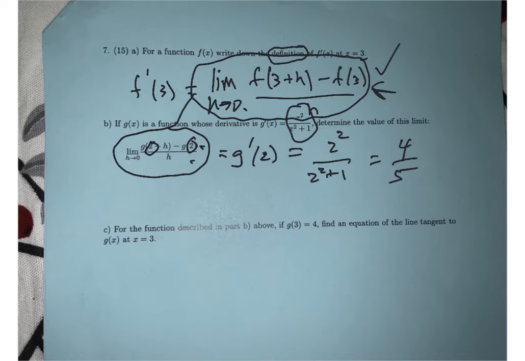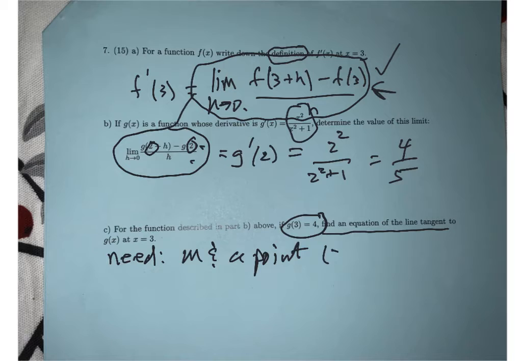Now in part C, we want to find an equation of the tangent line. So to find an equation of any old line, what do we need? We need the slope and we need a point. The point is handed to us right there. When x equals 3, the function equals 4. The slope, well, we're talking about the function g, and we get the slope of the tangent line by the derivative, and there is the derivative sitting right there waiting for us to use.